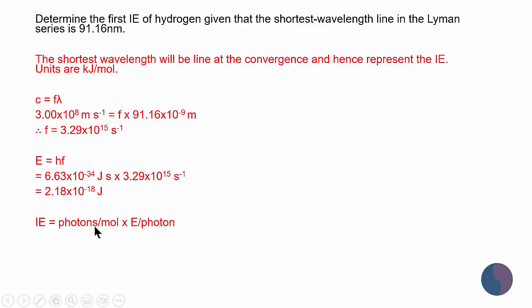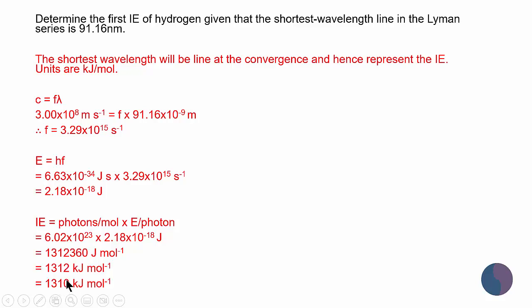And so there are 6.02 times 10 to the 23 photons per mole, and you already have the energy for just one photon. So you just multiply them together. It's down to 3 sig figs here, and so the ionisation energy is 1,310 kilojoules per mole, which is quite clever, really. Hope you enjoyed that.